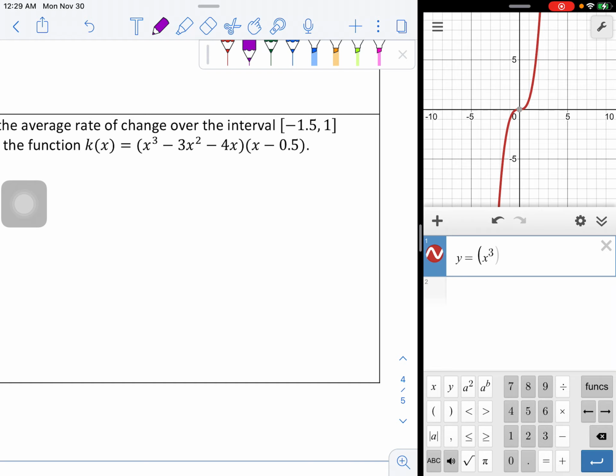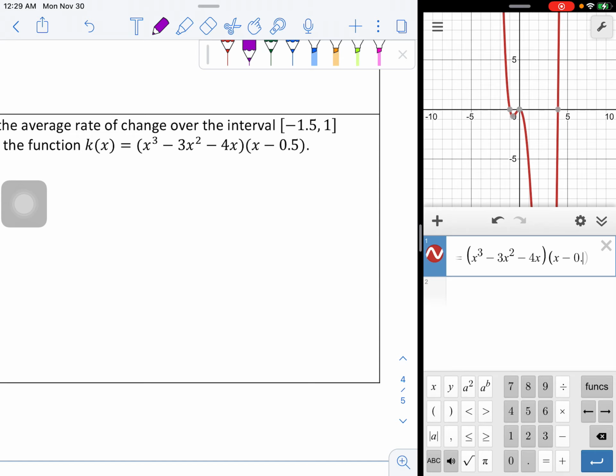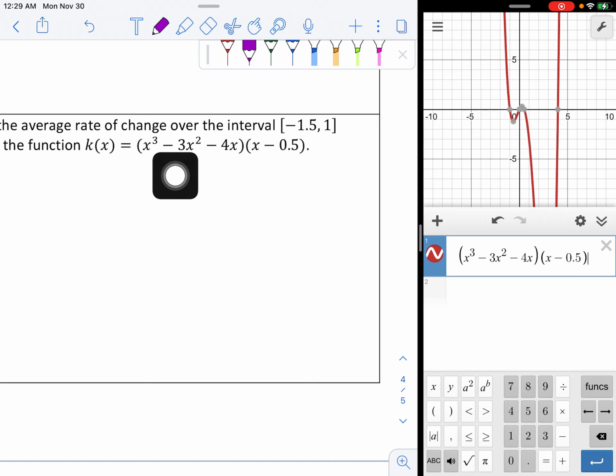So y equals, and again, everything after this is just follow what it says. So x to the third. And you may see, obviously, as I'm writing here, things are kind of happening with the graph. I am totally ignoring all of that right now because I haven't finished putting in the entire equation yet. And so I don't really care what the graph looks like just yet. Oops, hold on a second. I need a decimal point in there. All right, always a good idea, double check what you've got. X cubed minus 3x squared minus 4x times x minus 0.5.